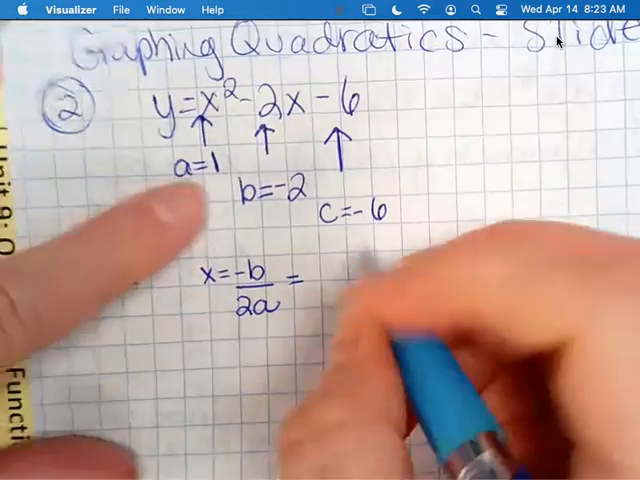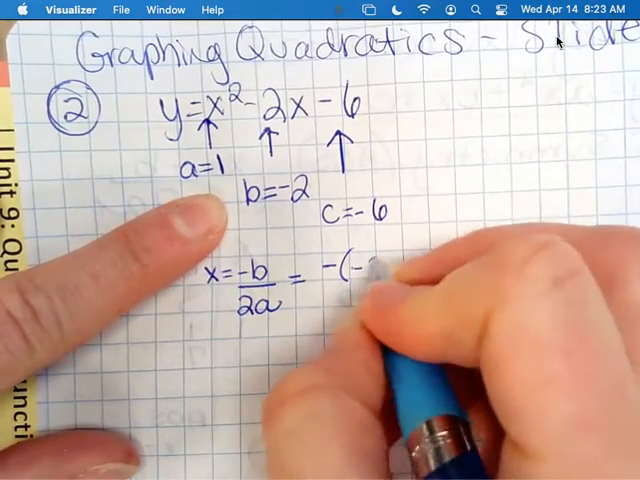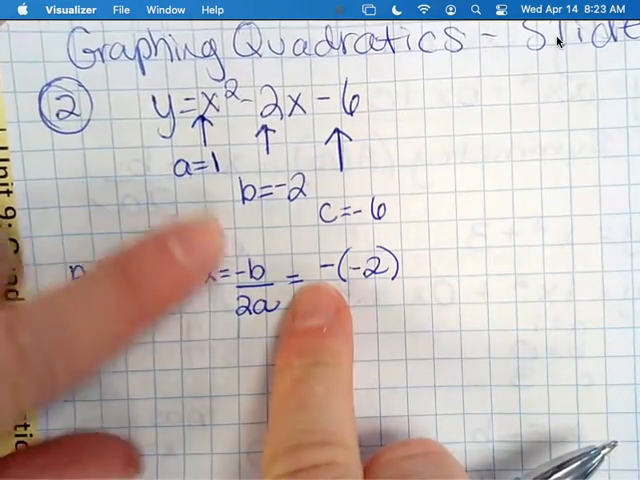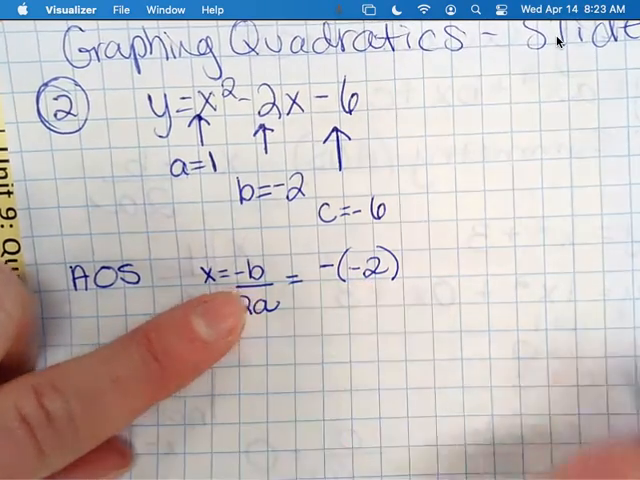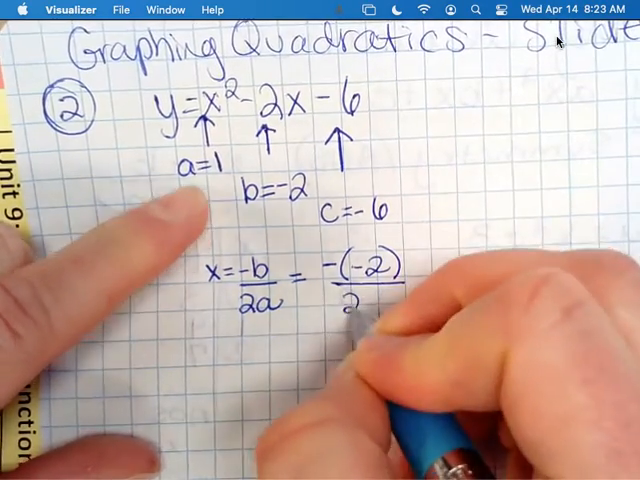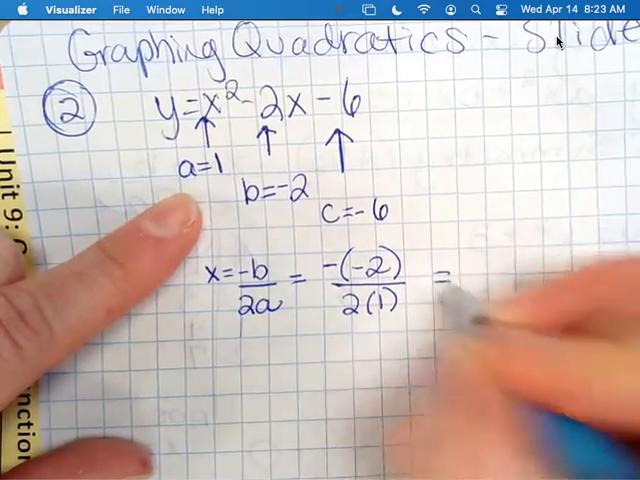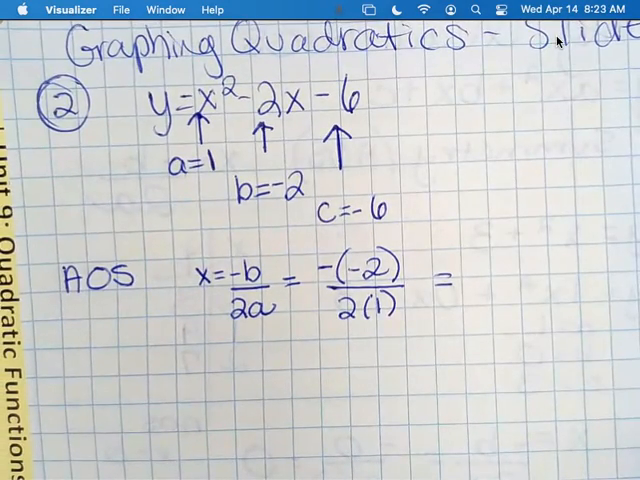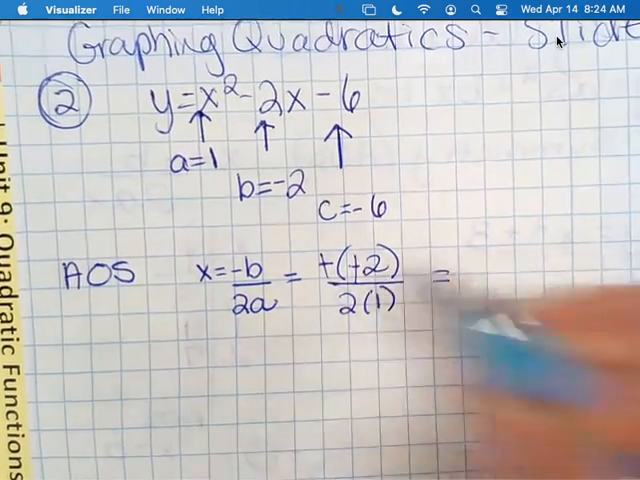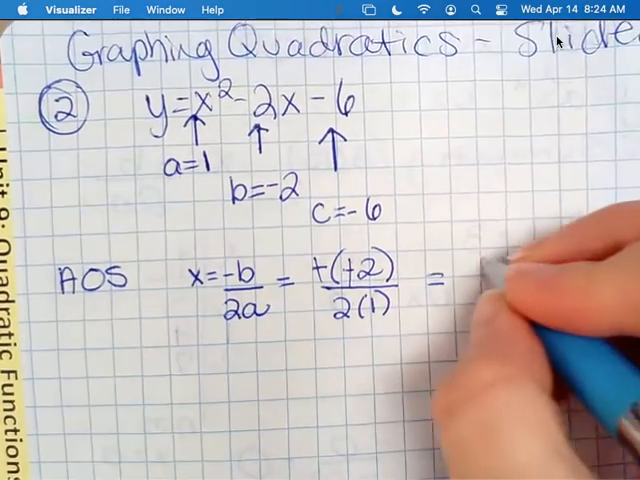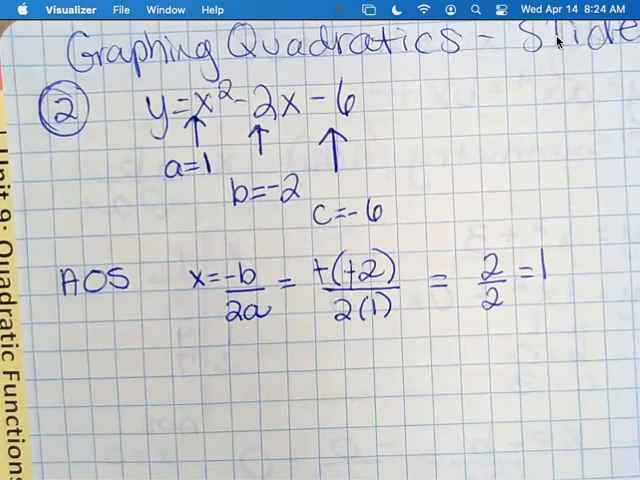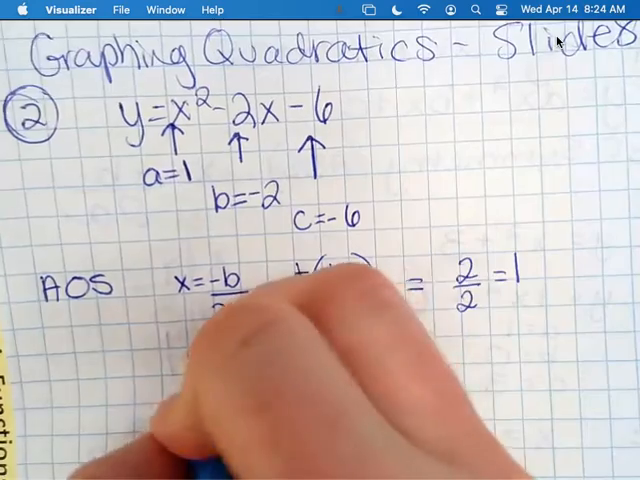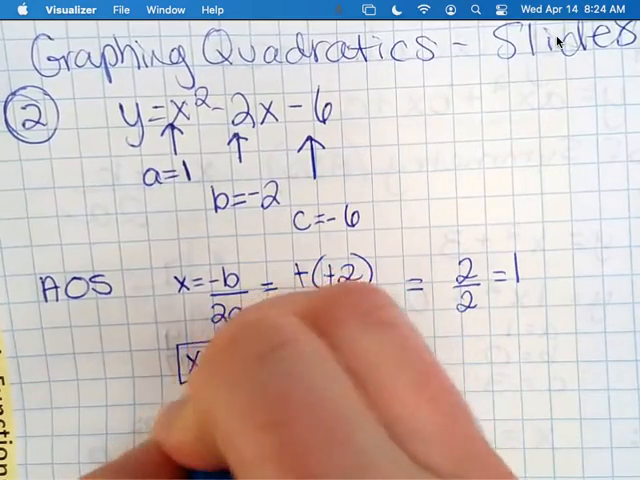So this would be negative and then whatever B is. B is negative 2. So negative, negative 2 over 2 times 1. The negative negative is going to cancel out. So we have 2 over 2, which equals 1. So our axis of symmetry is at X equals 1.